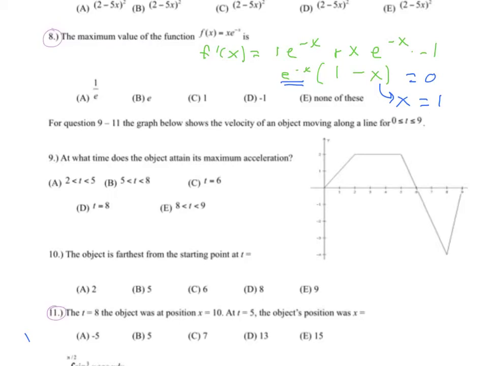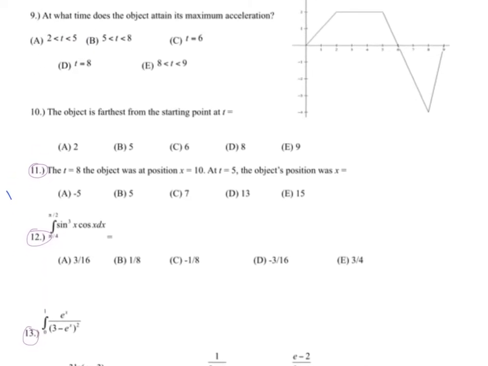It's not the value of the maximum. So what we have to do is take that x value and evaluate the function there. Well, 1 times e to the negative 1 is 1 over e.